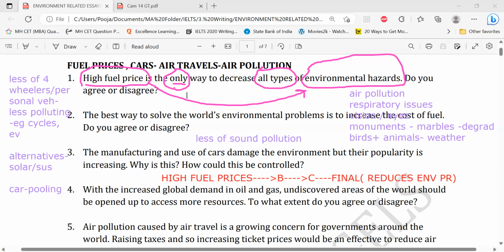Even if you're not thinking of no, now forcefully think of no. No. High fuel price is not the only way to decrease all types of environmental hazards. It will not even impact the environmental hazards. What you're thinking is wrong. Let's debate the other way around.